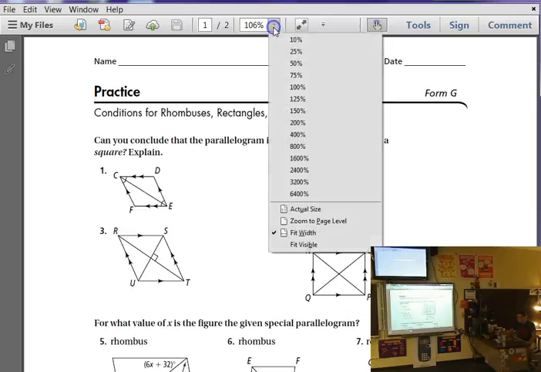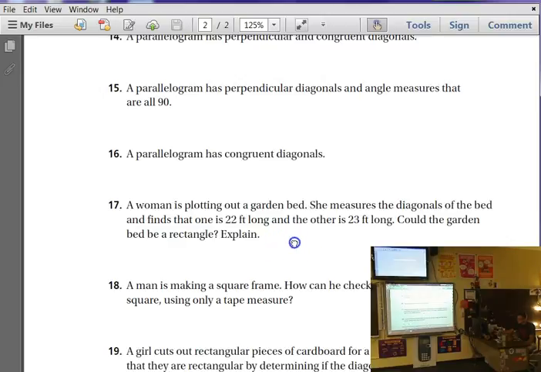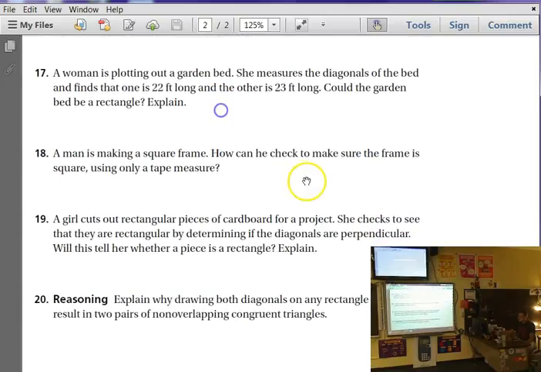Caleb, thank you, sir. Question 17. A woman is plotting out a garden bed, sounds like my mom. She measures the diagonals of the bed and finds that one is 22 feet and the other is 23 feet. Could the garden bed be a rectangle? Wait, never mind, this just made it. Yeah. I have no clue. I didn't understand that. Careful reading is probably why.